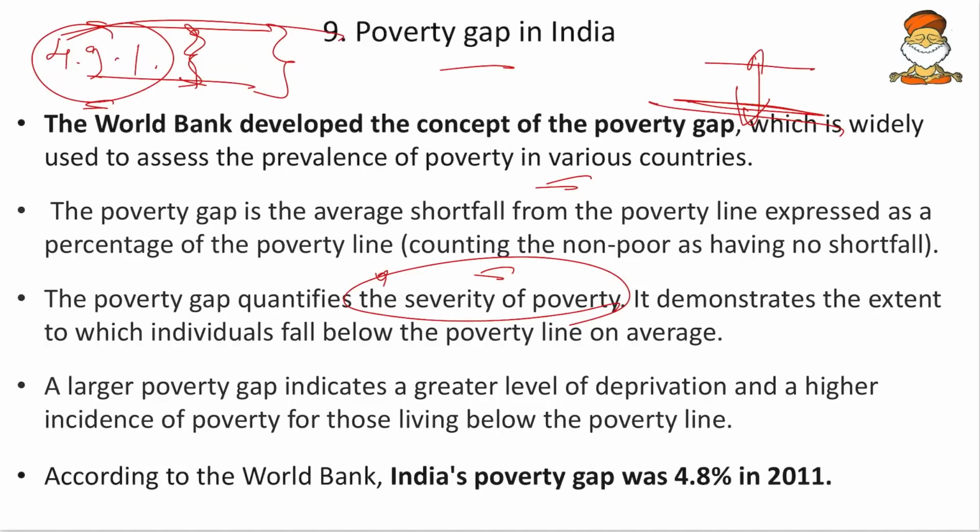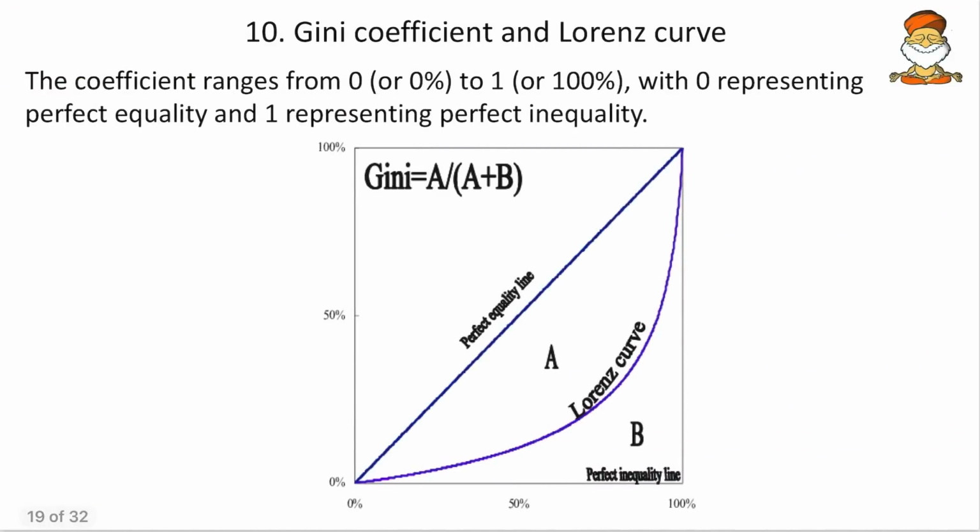It demonstrates the extent to which individuals fall below the poverty line on average. Then a larger poverty gap indicates a greater level of deprivation and a higher incidence of poverty for those living below the poverty line. And in India we have 4.8% of poverty gap. So remember carefully, poverty gap as per World Bank means not the rural-urban gap. It is the intensity of poverty or the severity of poverty compared to the poverty line. Okay, then come to next, Gini coefficient.